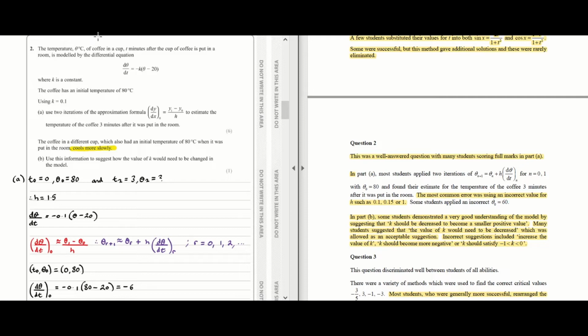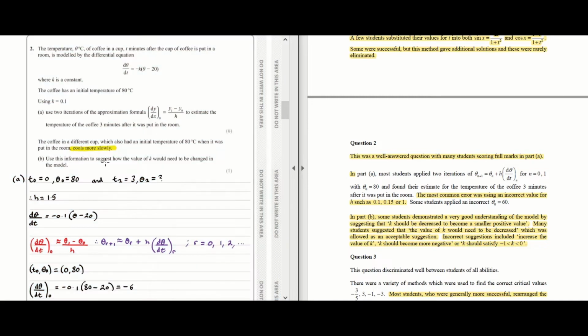Question 2 was concerning solving differential equations using an iterative method. This was well answered, with many scoring full marks in part A. A lot of people did apply this iterative formula over here, which I wrote in blue. But the only error that people seem to be making was the value of h. I always say, write out what you've been given and what you're finding first, and from that you can quite easily deduce the value of h.